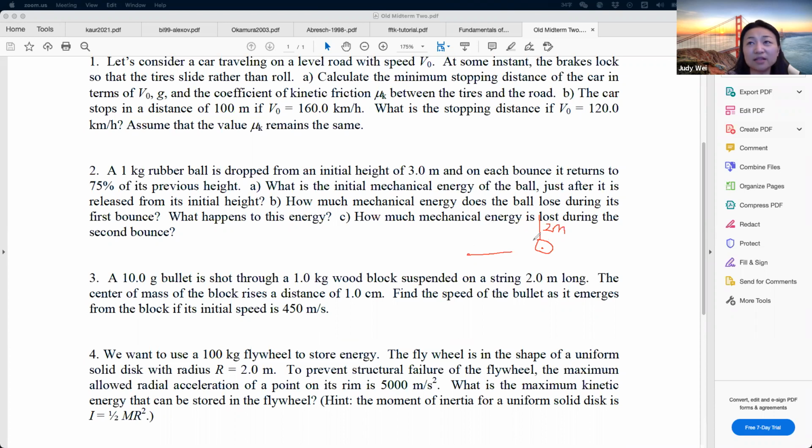My understanding is it's about energy converting. So let me describe this process. This is the bullet, this is the wood block, and the bullet shoots through this wood block. Then the center of mass of the block rises a distance of 1 centimeter. So what we try to find is the speed of the bullet as it emerges from the block. The initial speed of the bullet is 450.